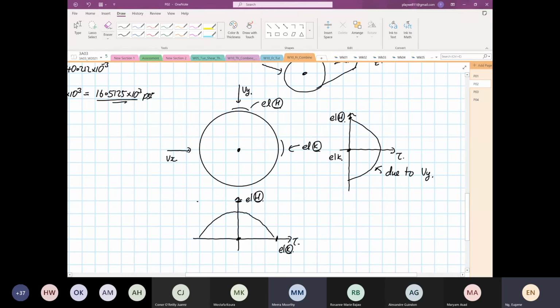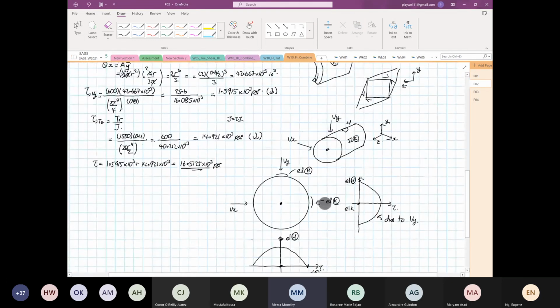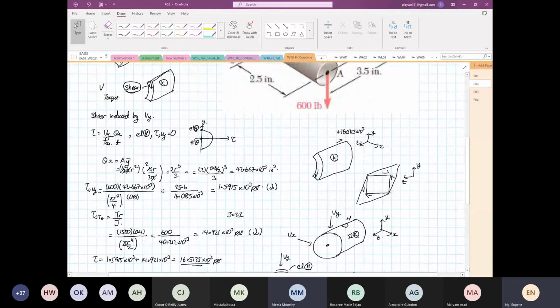I'm confused because both of them are shear in the Z direction. So does that mean that shear in the Z direction due to X and shear in the Z direction due to Y are distinct? No. The shear is never one alphabet.